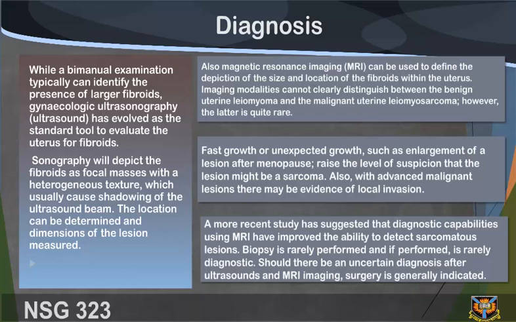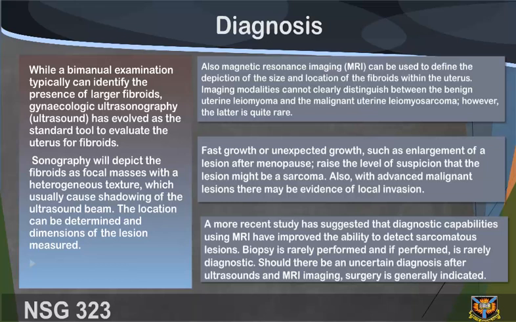Also, magnetic resonance imaging (MRI) can be used to define the size and location of the fibroids within the uterus. Imaging modalities cannot clearly distinguish between the benign uterine leiomyoma and the malignant uterine leiomyosarcoma. However, the latter is quite rare. Fast growth or unexpected growth, such as enlargement of a lesion after menopause, raises the level of suspicion that the lesion might be a sarcoma.